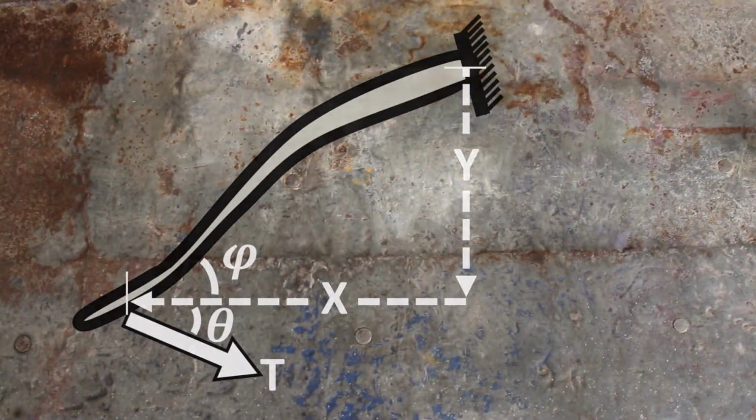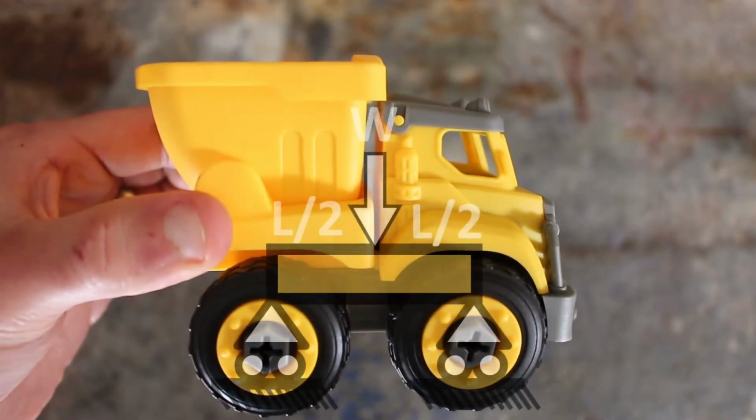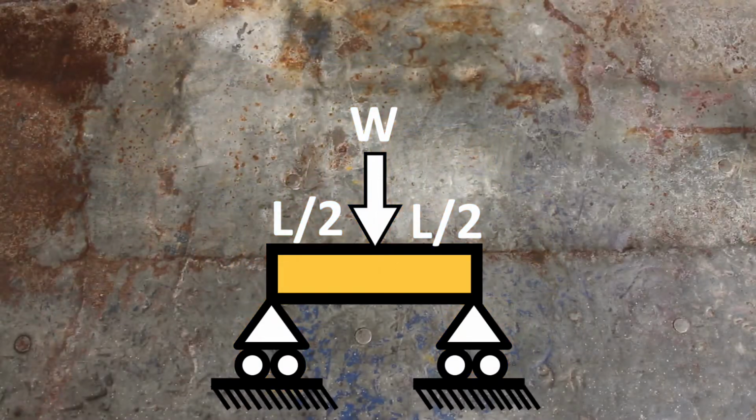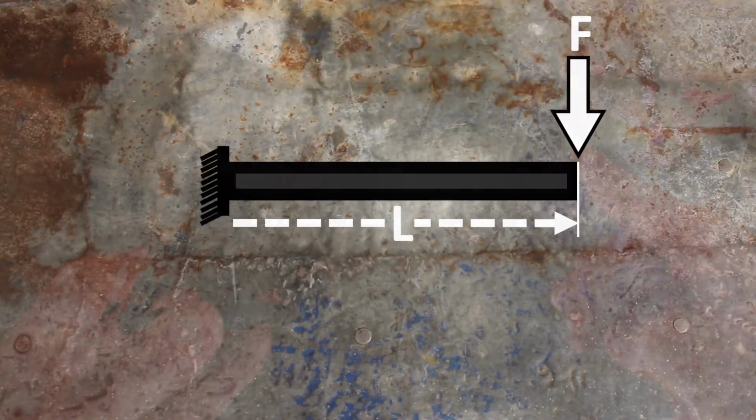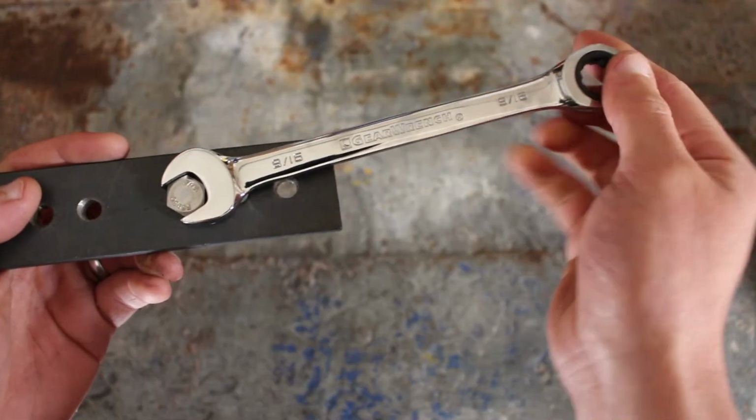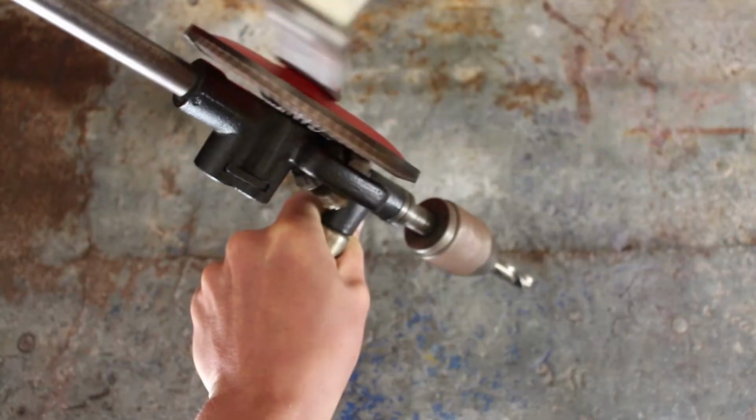And under these conditions, we can model just about any structure, whether it's a crossbow, a truck, the walking beam of a pump jack, a catapult, a wrench, or a hand drill.